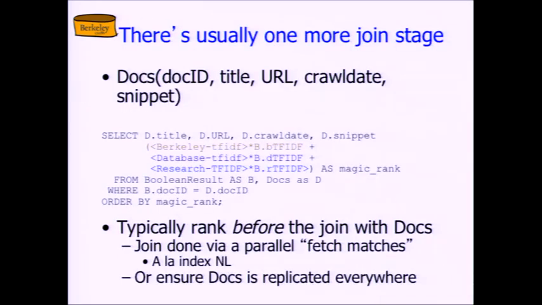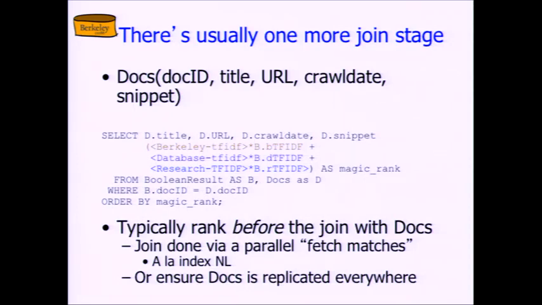Note, of course, at the end, there's usually one more join. You get that rank-ordered list of docids, and usually you're going to want to display something about those documents other than their IDs to the user. So you do have to join back to either the actual files or to some summaries of those files that contain snippets of text that are of interest.